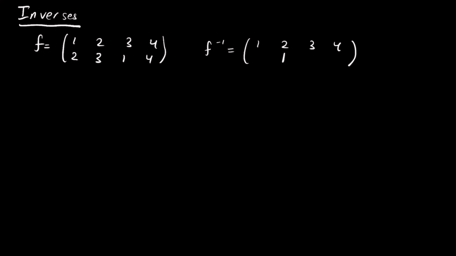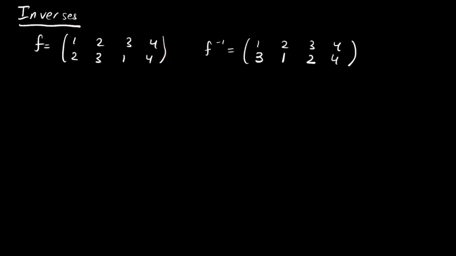I notice that f sends 2 to 3. So f inverse is going to go backwards. f inverse is going to send 3 to 2. I notice that f sends 3 to 1. So f inverse is going to go backwards. f inverse is going to send 1 to 3. And then finally, I notice that f sends 4 to 4.